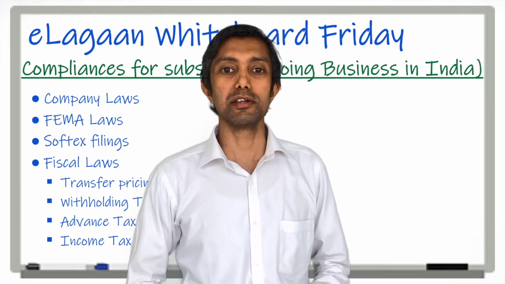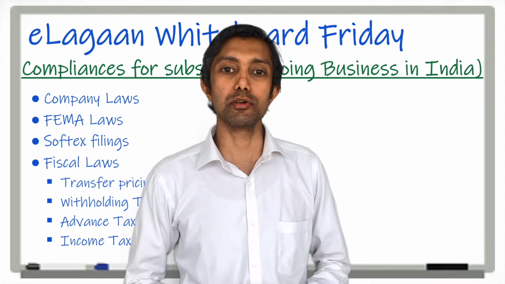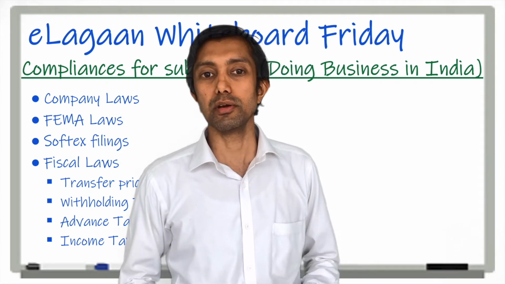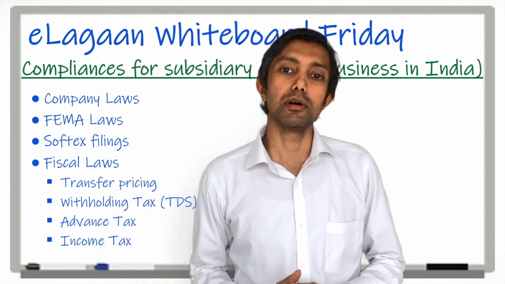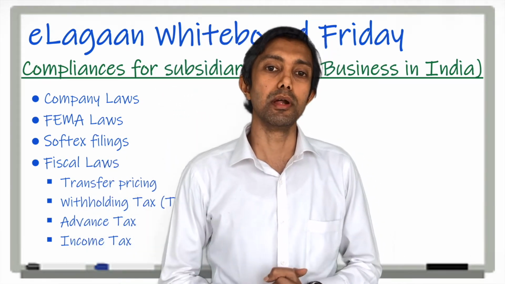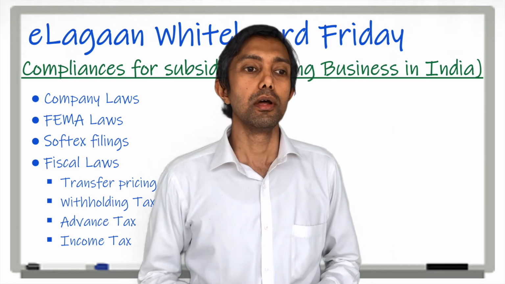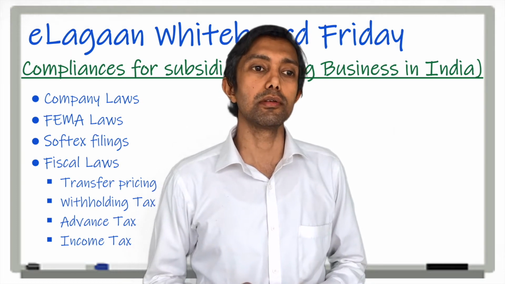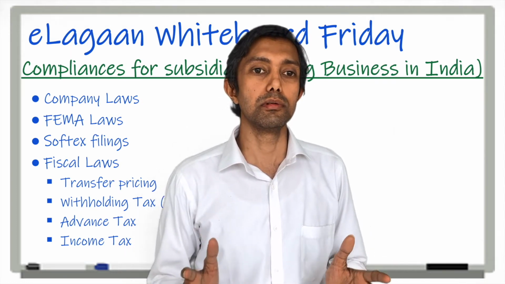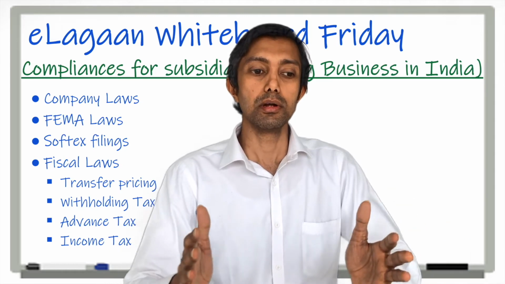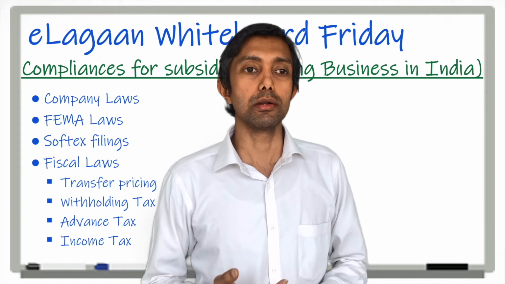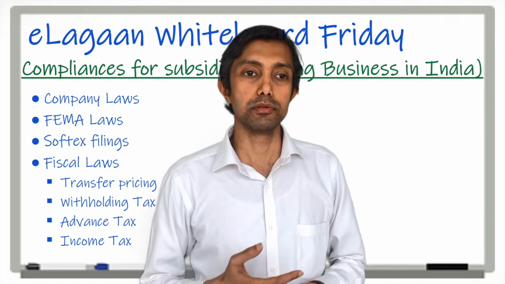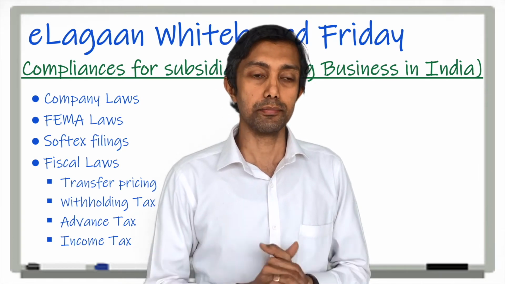I'm Aditya and I'm here to tell you about the various compliances to be done when you're setting up a subsidiary in India. There are three types of laws that are typically applicable. Number one would be the regulatory laws. I would classify regulatory laws as laws which bind you and guide you to act in a certain fashion. So you have companies law and you have FEMA, which govern the entities.